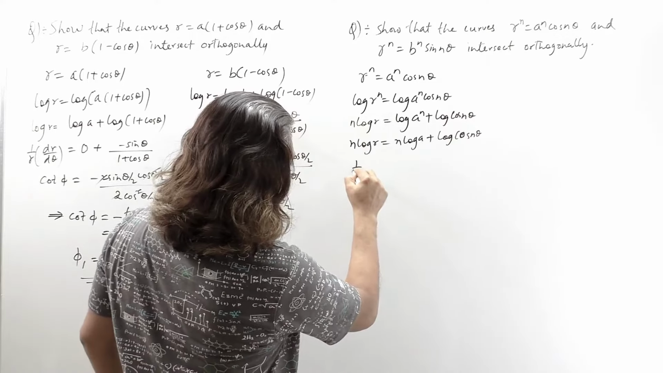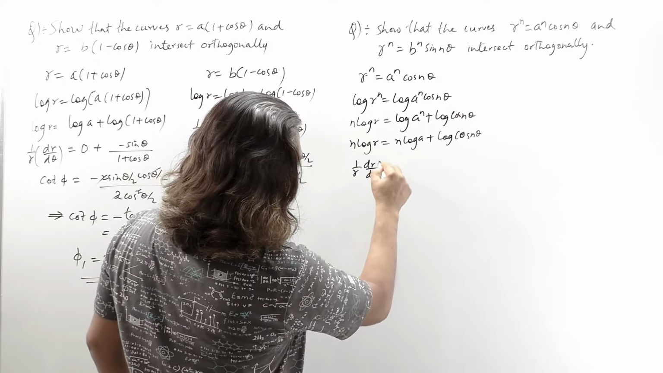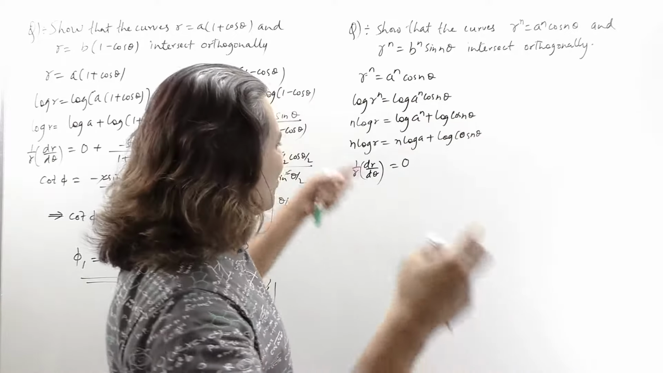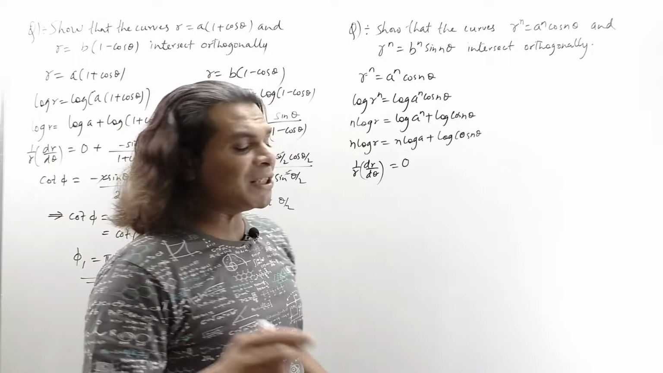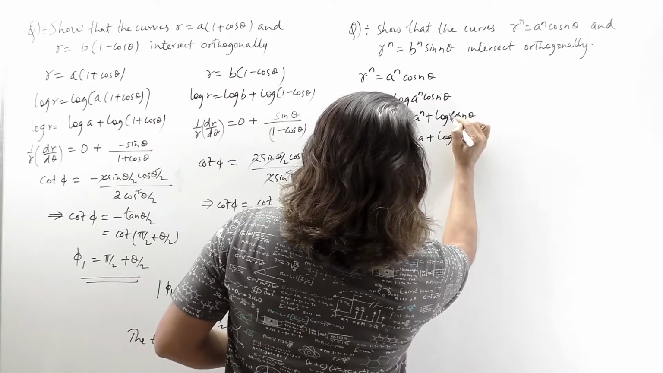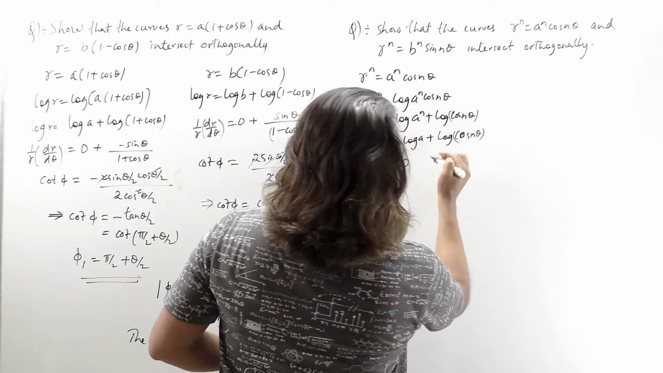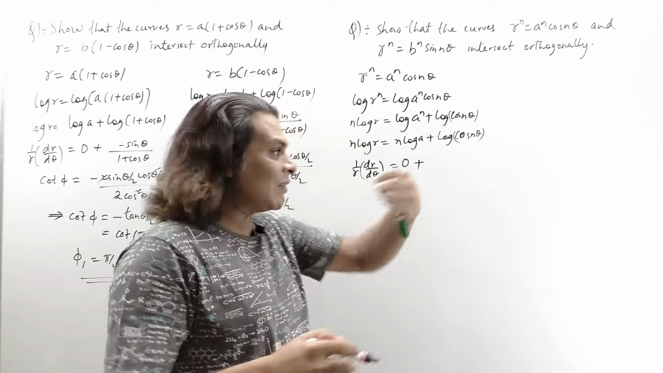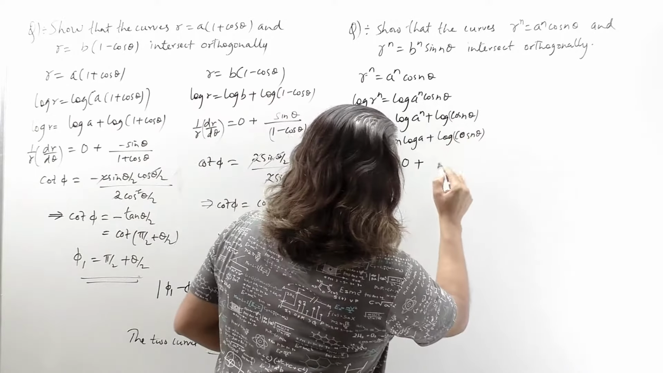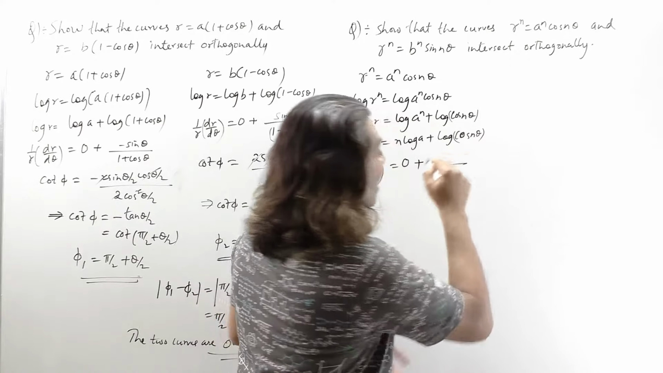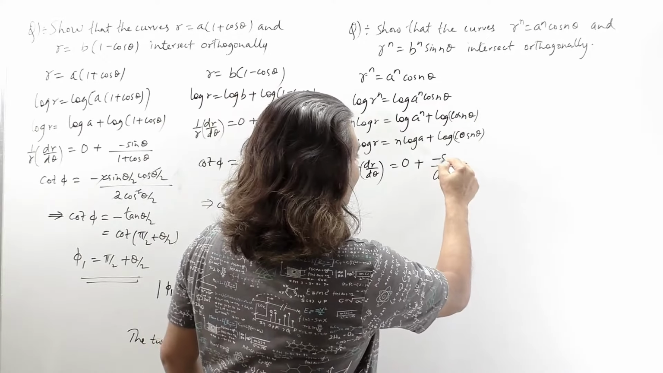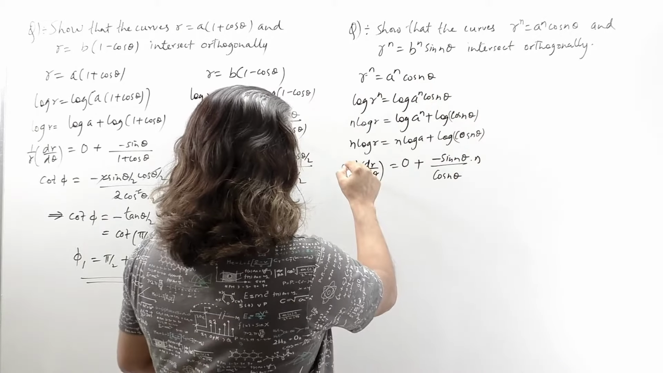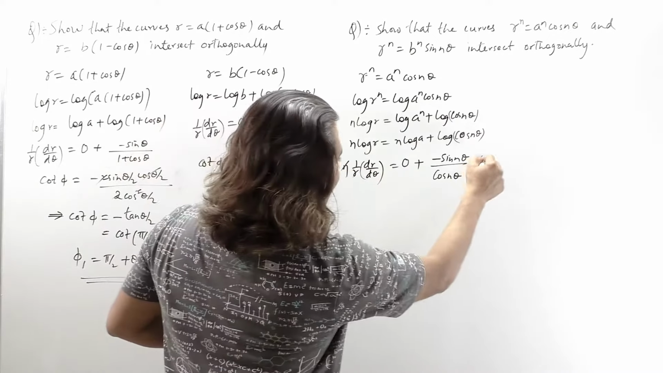So, if you differentiate, we get 1 by r dr by d theta equals 0, because see, log of a^n, whatever it is, it's 0 only, because we're differentiating with respect to theta. Now, differentiation of log of cos n theta. First, log is 1 by, differential of log x is 1 by x. So, log of cos n theta is 1 by cos n theta. Again, differential of cos n theta will be minus sin n theta. Again, differentiation of n theta will be n. Okay, so I forgot an n here, sorry. So now n and n cancel.